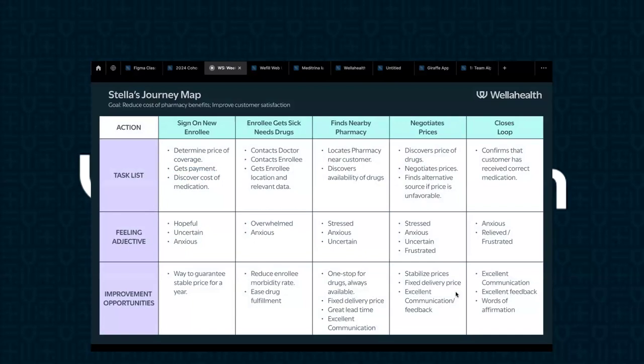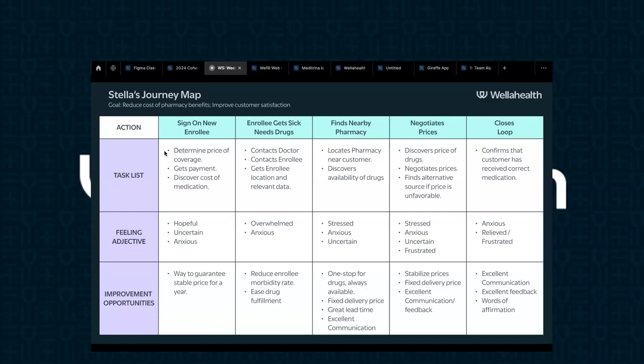So this is the user journey map that we made for Stella. If you remember who Stella is, this is the user journey we made for her. So the actions that she has to do, right? First, she has to sign on a new enrollee into their platform. Then when that enrollee gets sick and needs drugs, she needs to find a nearby pharmacy for that enrollee. Then she needs to negotiate prices for that fulfillment of drugs, and then she needs to close the loop, basically making sure that the enrollee gets the drugs and all of that.